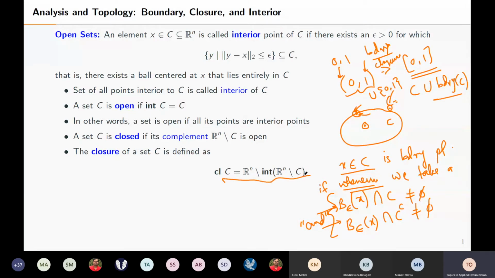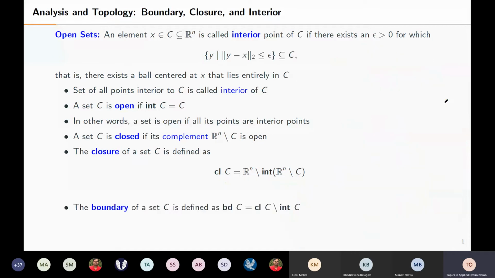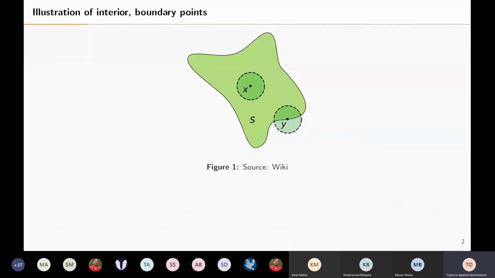So if you are not comfortable with this, forget this. You just remember the other definition that I told you. So you have interior point, you have boundary point, and closure is the set C union the boundary points, union these boundary points that I defined here. These are the graphical explanations that I already told you. So this is the boundary point, and this is the interior point.